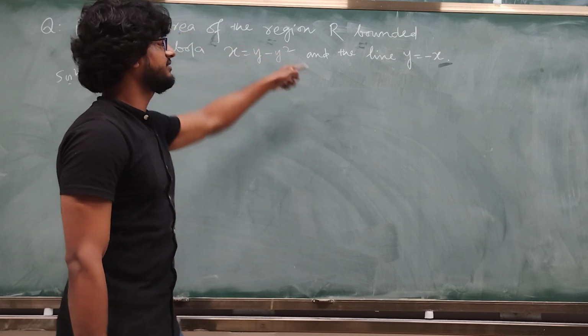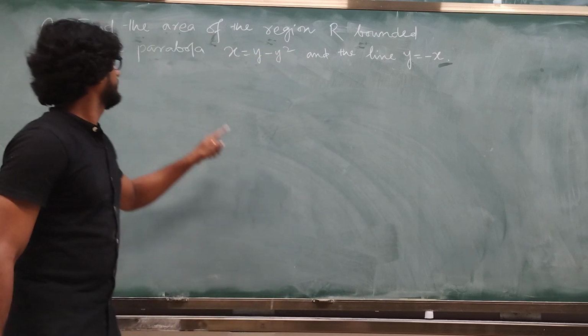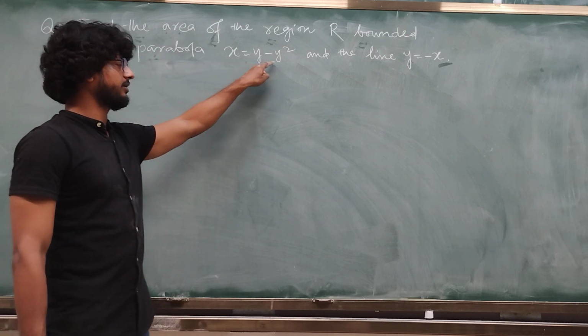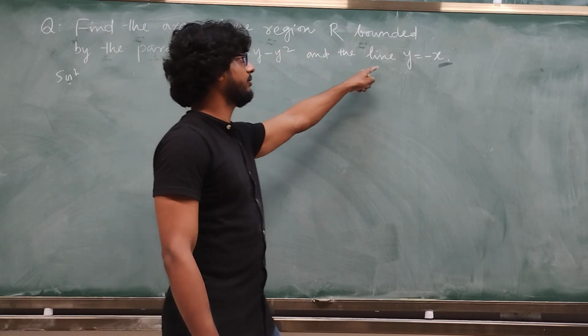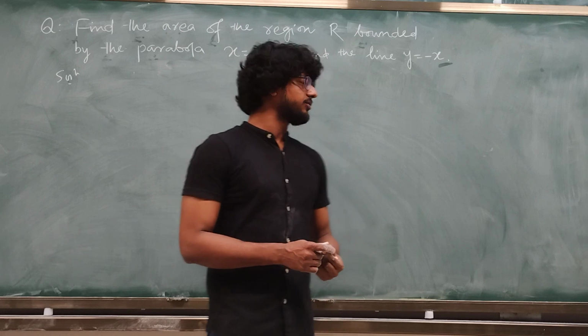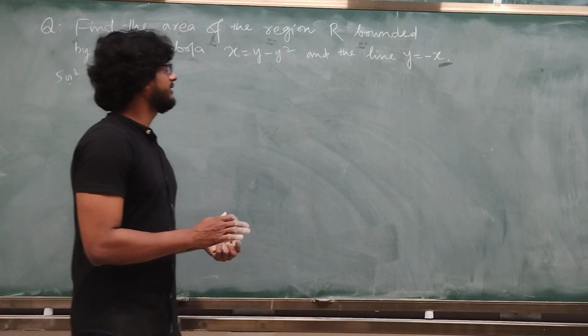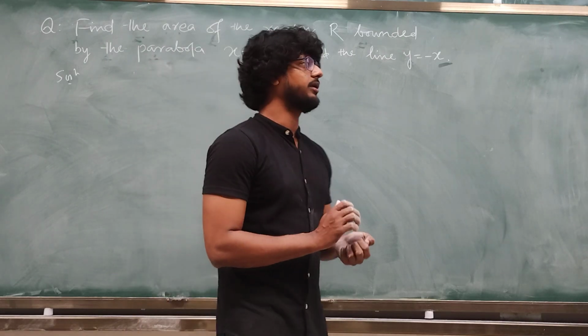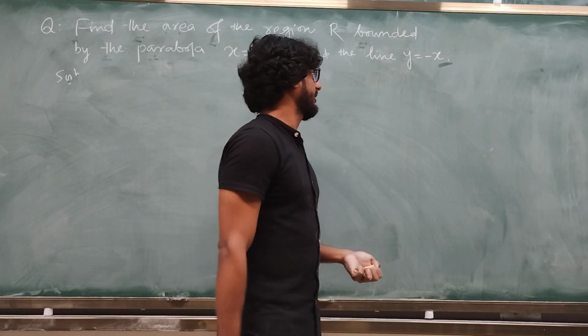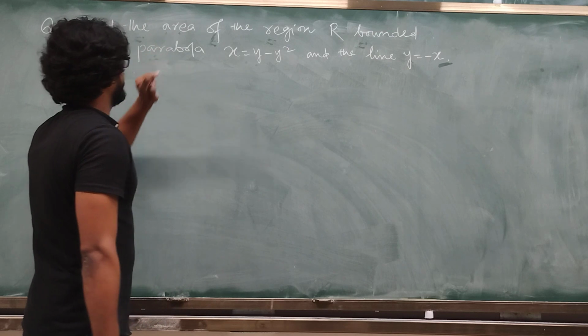Find the area of the region R, which is bounded by the parabola x equals y minus y squared and the line y equals minus x. So for that, first we have to know the region. We have to draw the region. Then we will get to know how to find the limits of x and y to find the area.